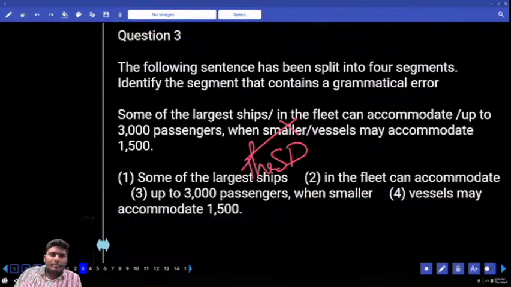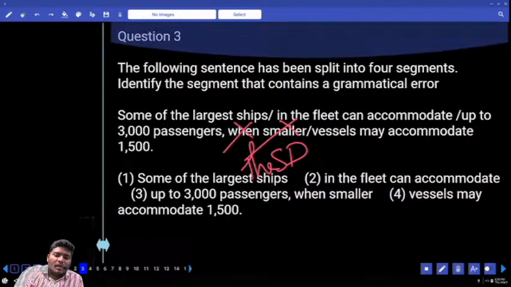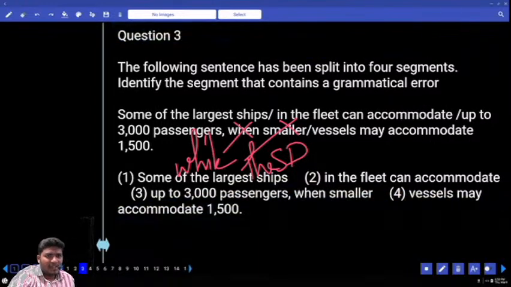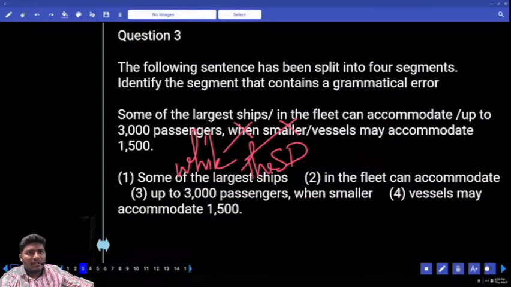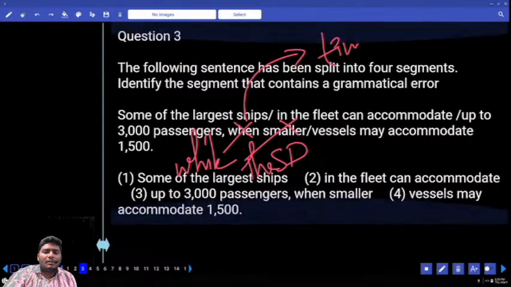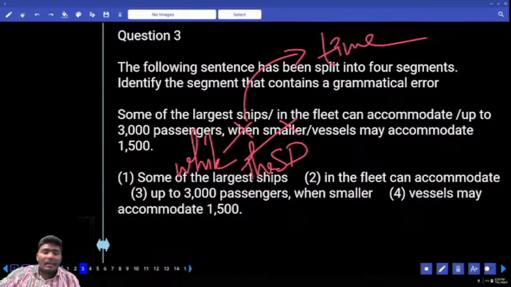Still, there is one more error. It must be while, not when. Remember this point. These people have this much strength, while these people have other strengths. These are the ships which have up to 3,000 passengers capacity, while these ships have only 1,500 capacity. When can only be used as the indicator of time. Remember this. Here when is irrelevant. It must be used only with while.